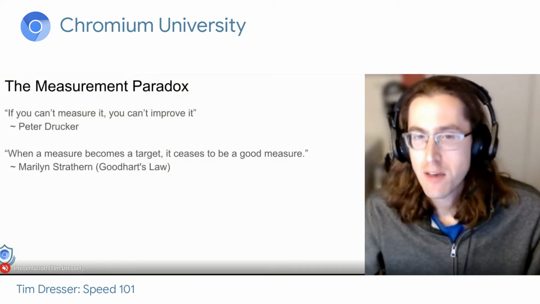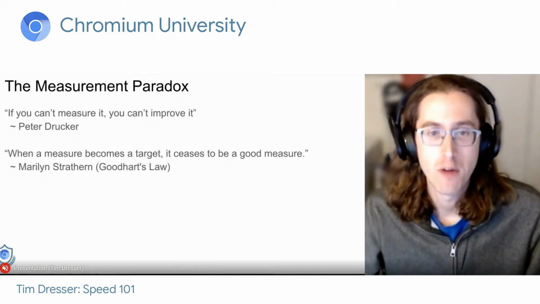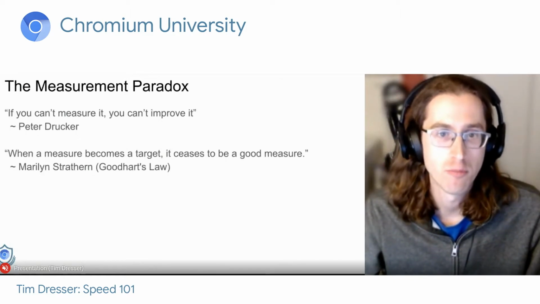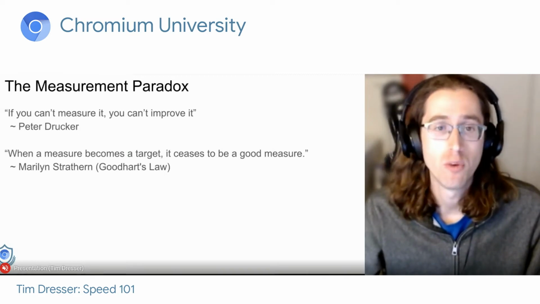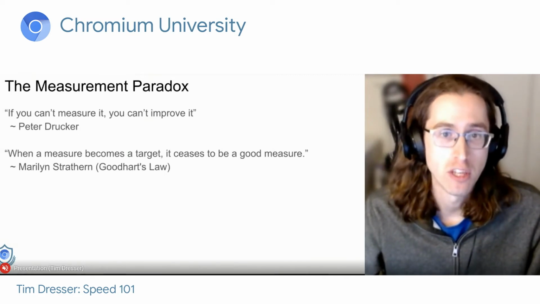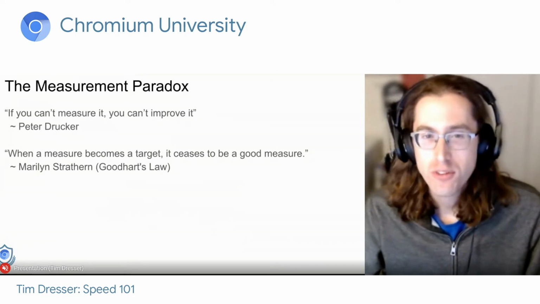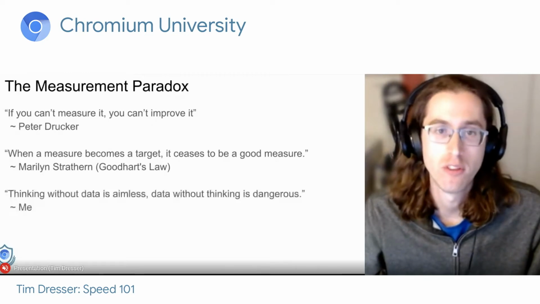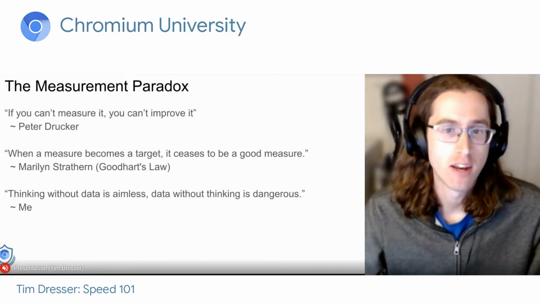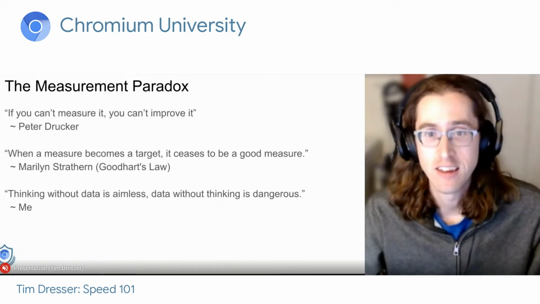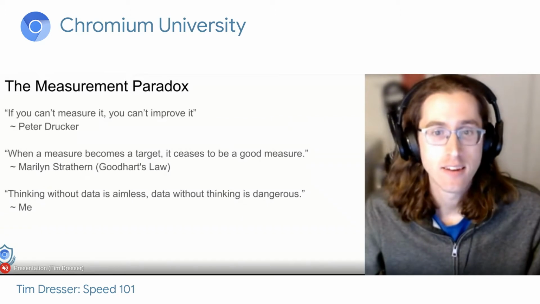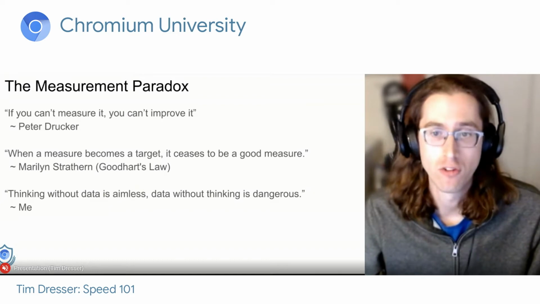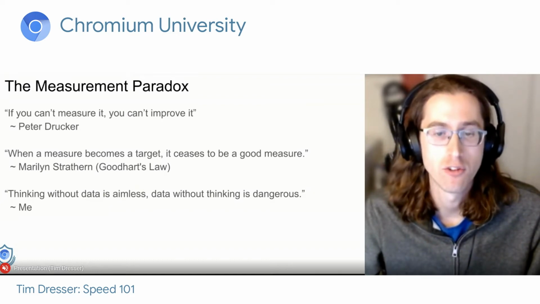So what this means is if we create metrics to measure performance and we focus solely on improving those metrics, we're likely to find ways that we can improve the metric without actually improving user experience. These two quotes are kind of in direct opposition. So how do we reconcile the tension between these two ideas? I think we need to acknowledge that thinking without data is aimless, but data without thinking is dangerous. We need data to guide our intuitions when we're reasoning about performance, but we can never blindly make decisions solely because the data indicates that something is the right choice.